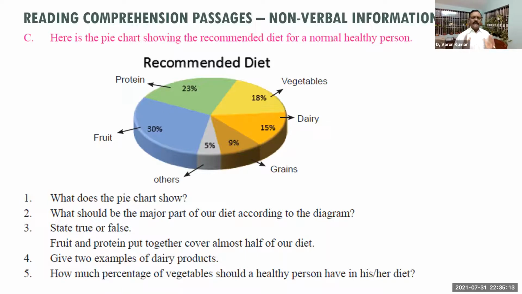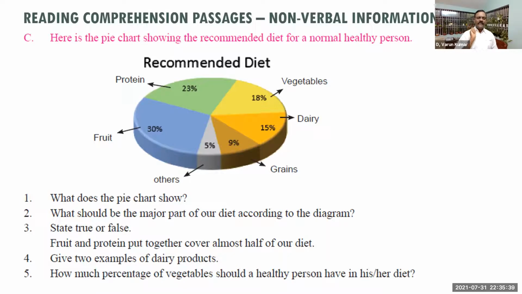Simple. What does the pie chart show? Just to read the title. So the pie chart showing the recommended diet for a normal healthy person. It's very clear. So this pie chart shows diet for a normal healthy person. Recommended diet for a normal healthy person. Next, what should be the major part of our diet? So look at the percentage given here.